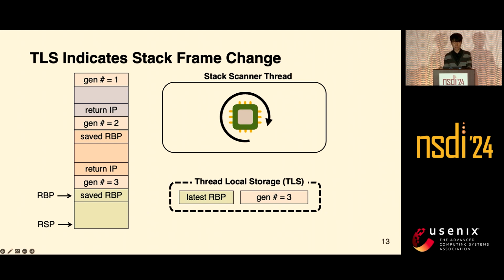To minimize the stack scanner's access to the stack frames, we focus on the variables in the TLS. The latest RBP value changes with a new function call and the function return, and the generation number changes with a new function call. As long as the two variables in the TLS stay the same, we can safely conclude that the stack frames stay the same. With this intuition, the stack scanner first checks whether the latest RBP and the generation number in the TLS have changed or not. If they stay the same, it can just increment the latency without traversing the stack frames. Otherwise, it initiates the stack traversal.